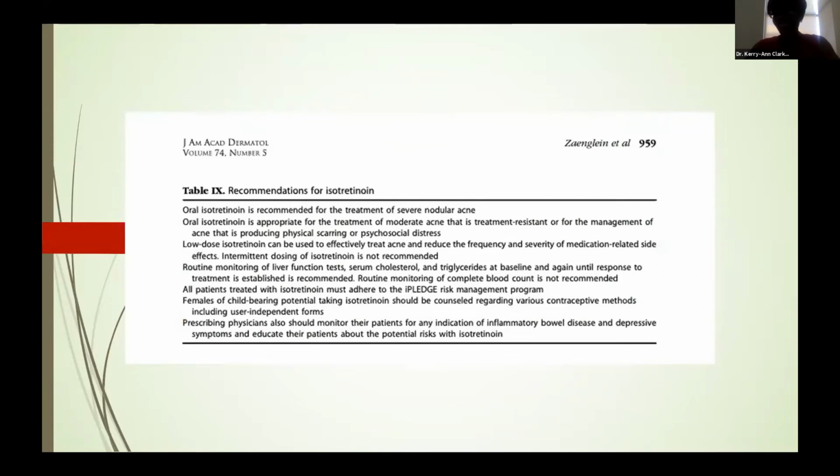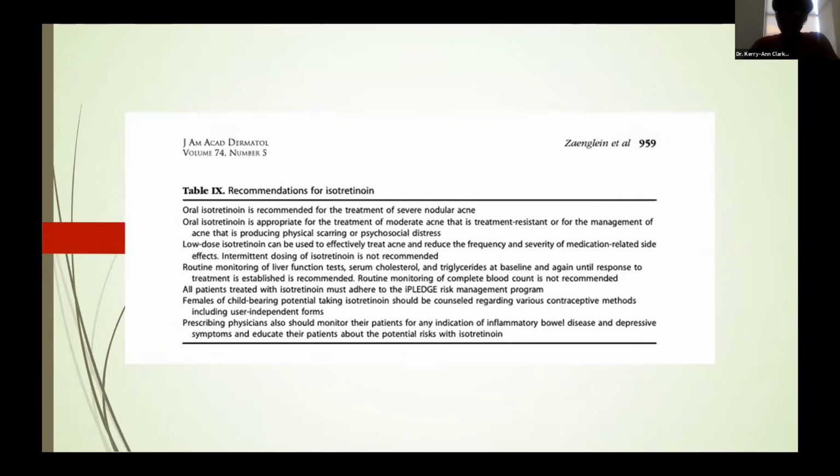Isotretinoin, this is basically considered the cure for acne. It's recommended for treatment of your severe nodular acne. But you have patients with moderate acne who are treatment resistant, or they have a lot of scarring. You know that the scarring is long-term, so you need to be more aggressive with these patients. And these are patients that you would start oral isotretinoin on sooner, especially if patients are having significant psychosocial distress.